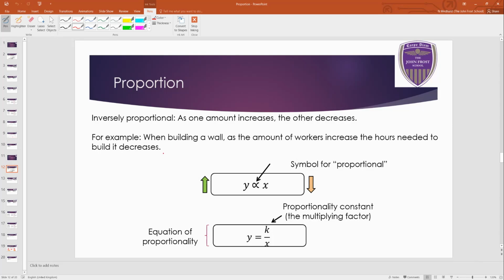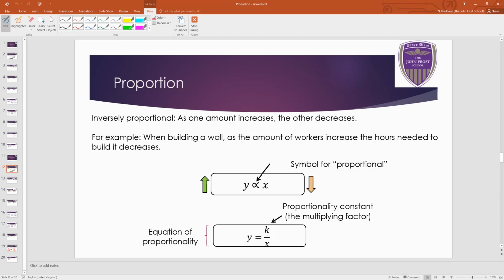One of them may be the value of a car. So the older a car gets, usually the lower the value is. So you would say as the age of the car increases, the value of the car decreases. So it's as one goes up, the other goes down.